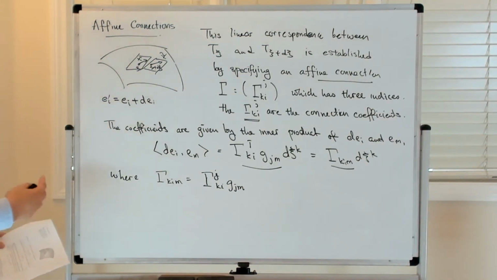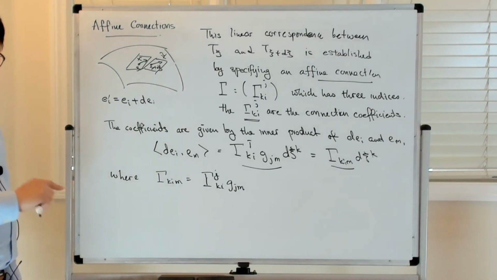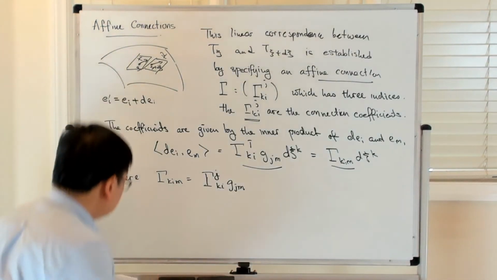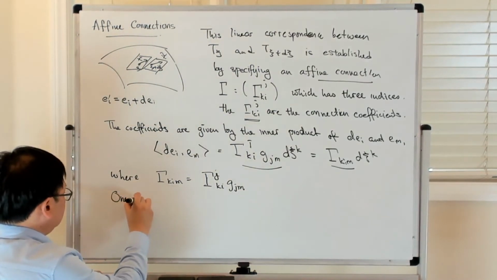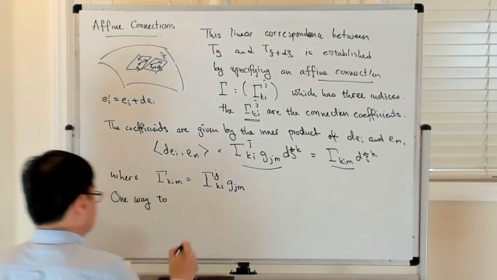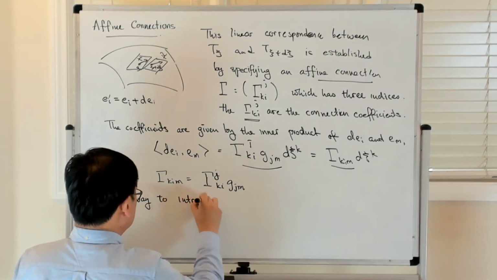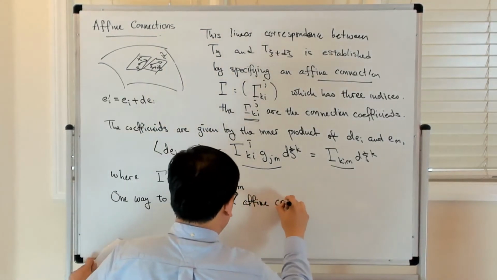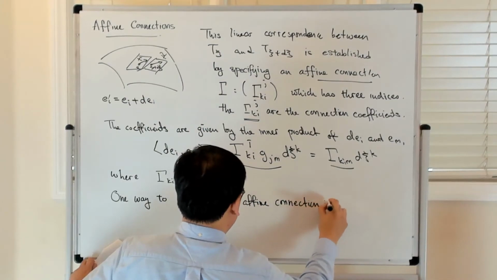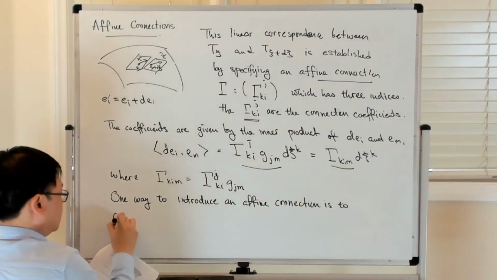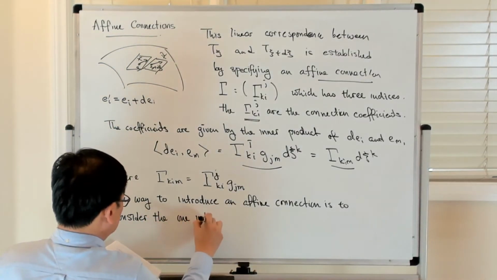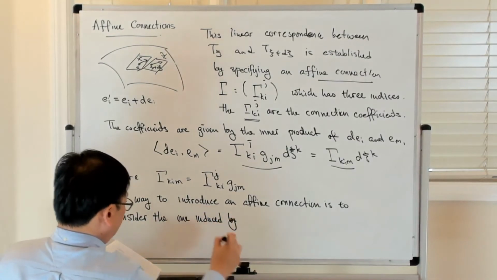One very common way of choosing an affine connection is the one induced by the Riemannian metric. So one way to introduce an affine connection is to consider the one induced by the Riemannian metric.